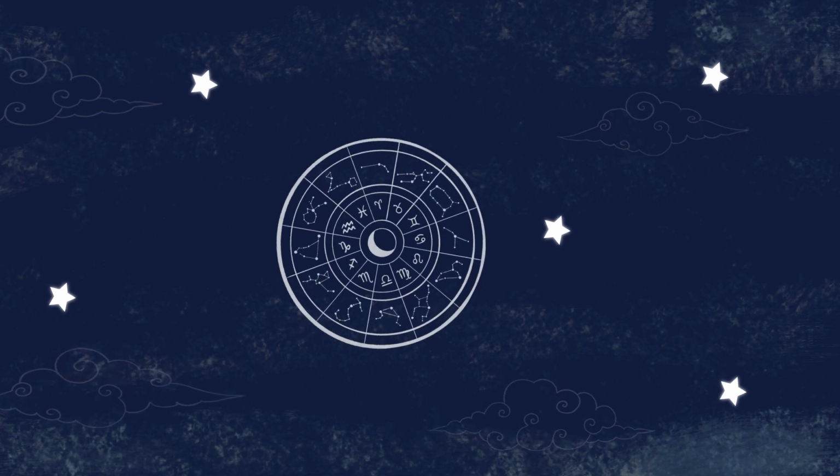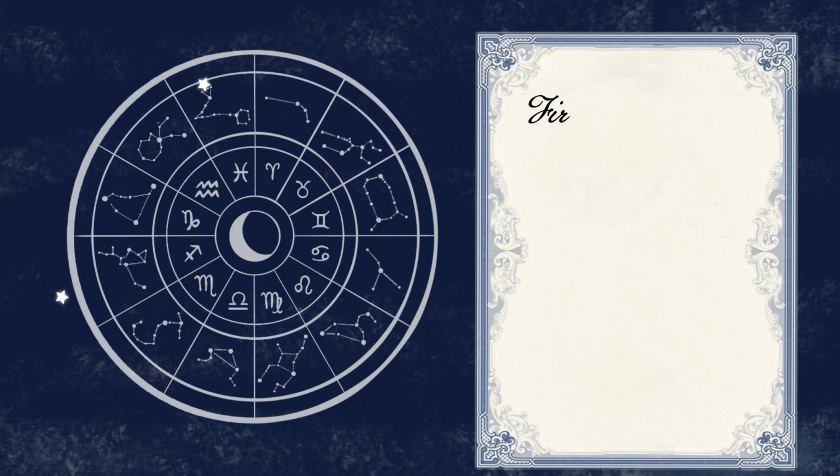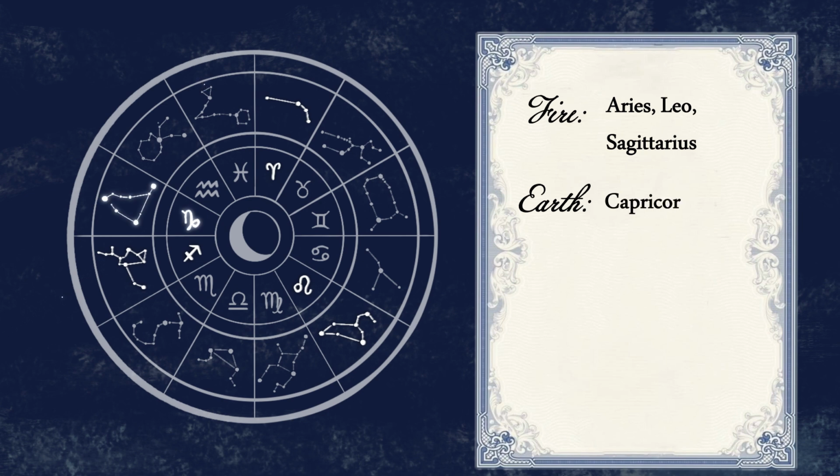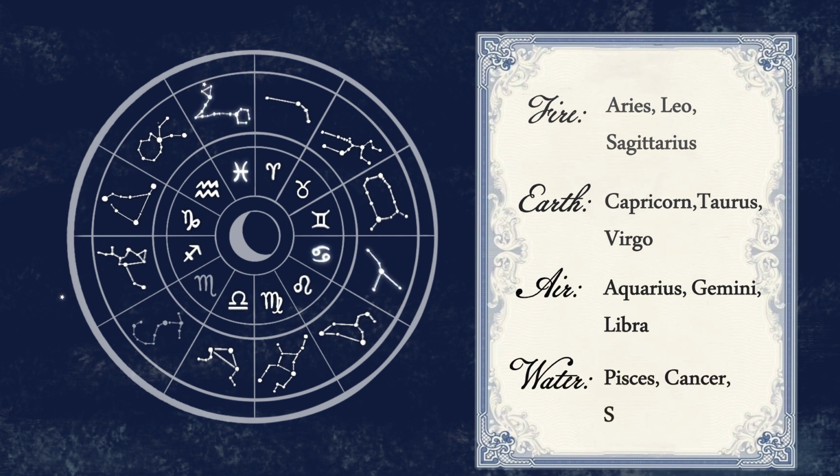We know that each sign is under a specific element. Fire being Aries, Leo, Sagittarius. Earth being Capricorn, Taurus, Virgo. Air, Aquarius, Gemini, Libra. And lastly, water signs, Pisces, Cancer, Scorpio.